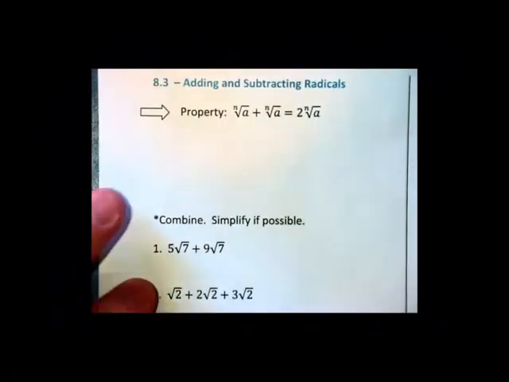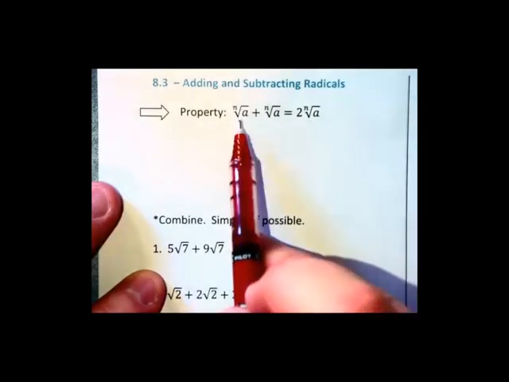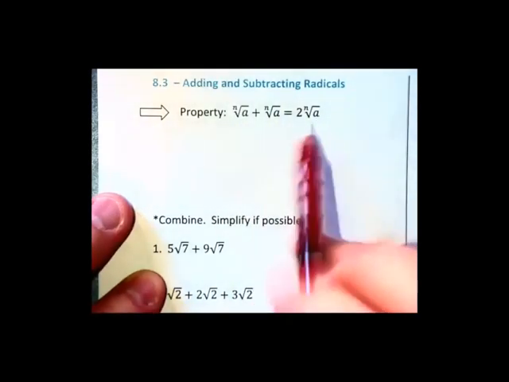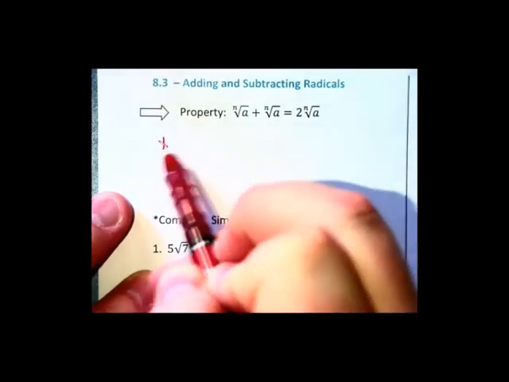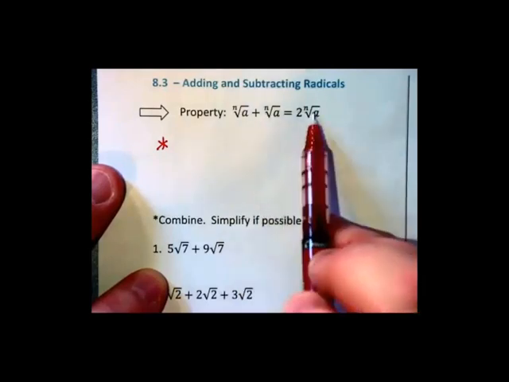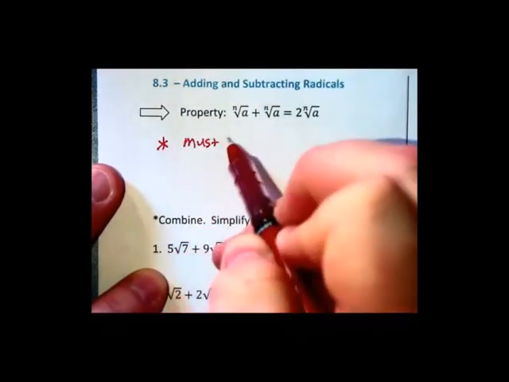Adding radicals is quite easy. Here is the property that we're going to be using. The nth root of a plus the nth root of a is equal to 2 times the nth root of a. Now I want to highlight two things here. When I say I've got the nth root plus the nth root gives us the nth root, that means I must have the same index.